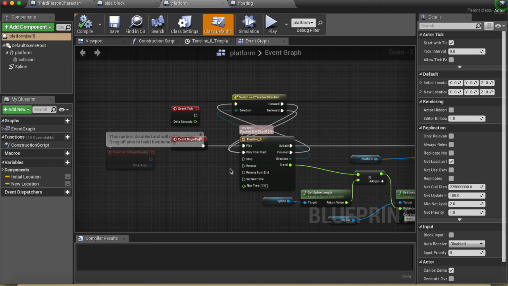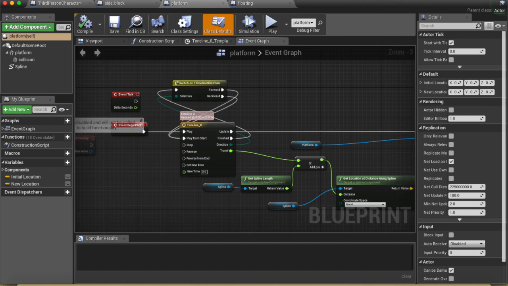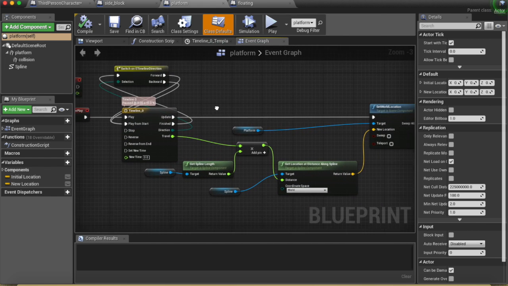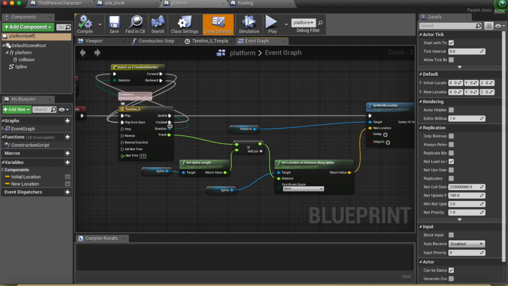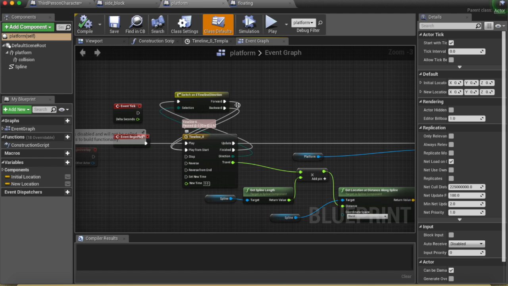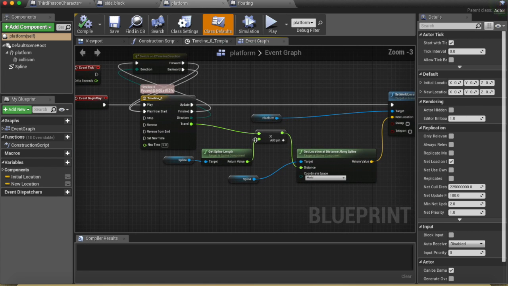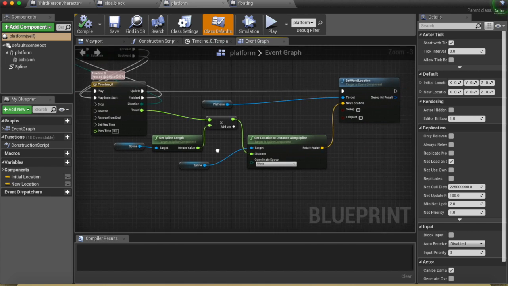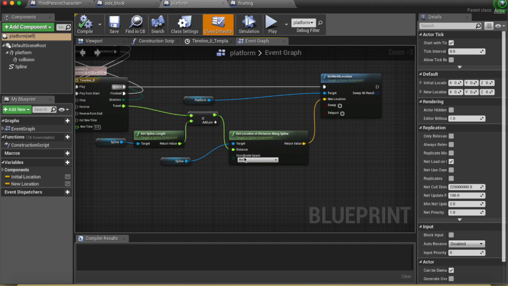Going on to the platform, we have a similar kind of thing based on the timeline from the block. What I'm doing here is repeating this, looping it over and over again. The difference is I'm doing both the forward and backward to play from start. That way it always loops in the same direction, so it's not going in a square and then repeating in the opposite direction. It's always going in one direction. And I'm doing this by getting the spline length, finding the distance of the spline length along the timeline, and then making the platform's new location that same distance along the spline.